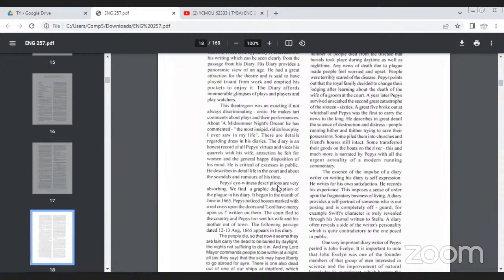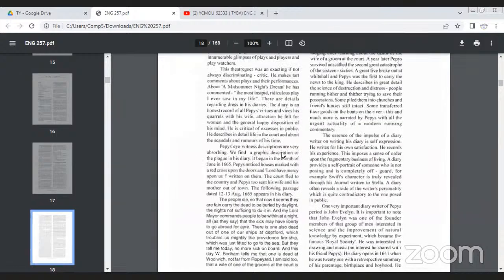Pepys's eyewitness descriptions are very absorbing. You find a graphic description of the plague in his diary. It began in the month of June in 1665. Pepys noticed houses marked with a red cross upon the door, and 'Lord have mercy upon us' written on them. The court fled to the country, and Pepys sent his wife and his mother out of town. The following passage, dated 12-13 August 1665, appears in his diary.